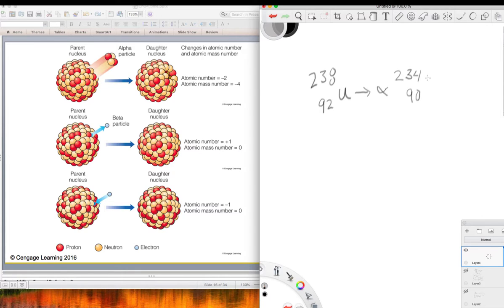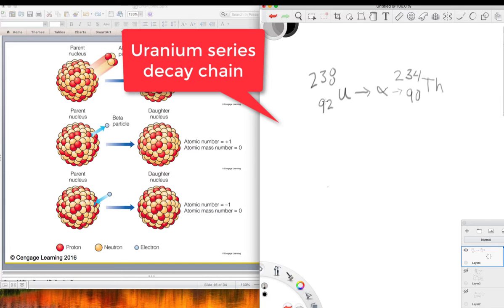And that element is thorium, right? So we get thorium-234. And so that's one decay that we get from this alpha decay. But you'll see that the uranium decay series, uranium eventually decays to the stable daughter product of lead, but it does it in this decay chain where it goes several steps. The next step after thorium-234 is actually a beta decay.